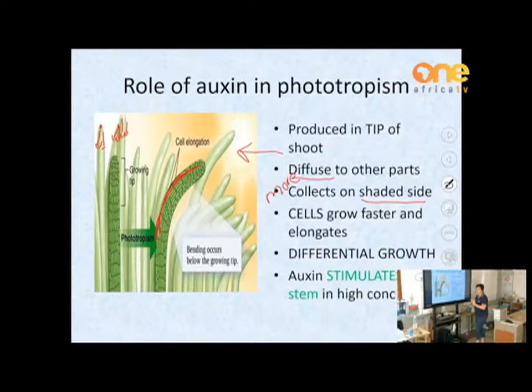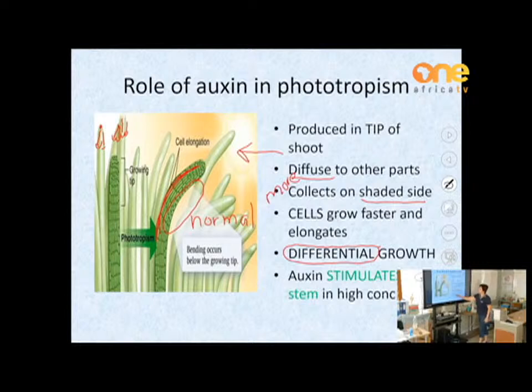It is important to use the word more there. This makes the cells on the shaded side grow faster and they elongate. On the light side, they grow at a normal speed. Because I have now in one tip of a plant two different rates of growth, one on the shaded side, the cells grow faster and elongate faster than where they normally grow on the side of the light, we say it is differential growth. Same cells on the same plant, but they grow at different rates. Why? There is more auxin on the shaded side.